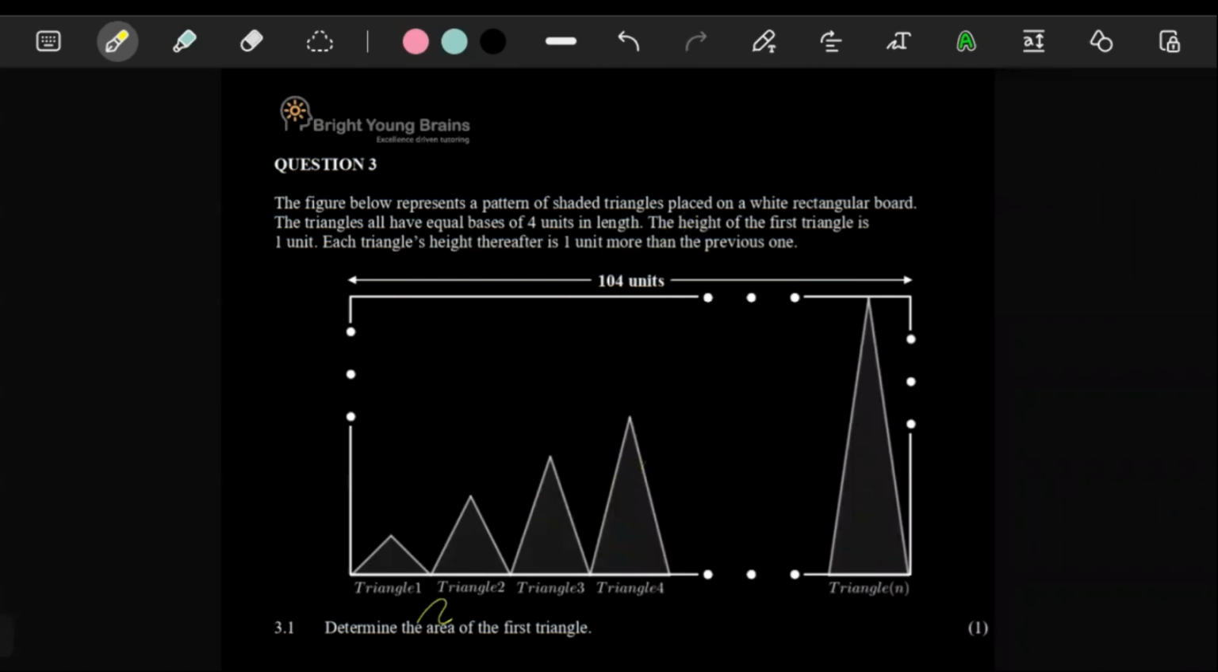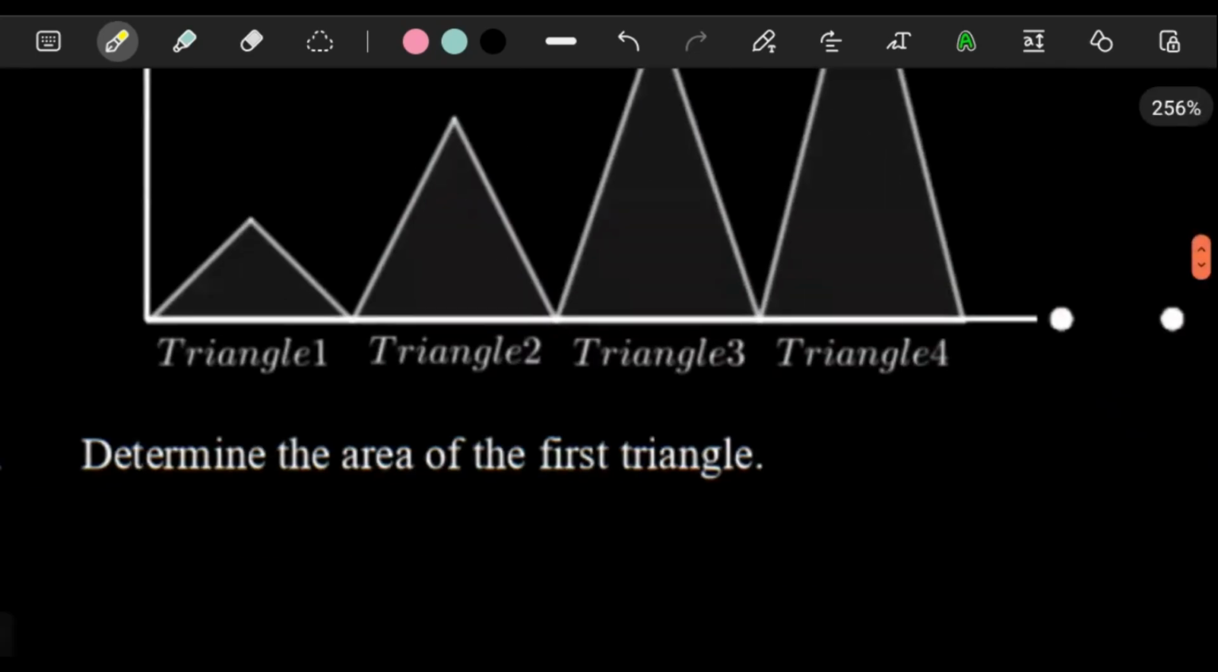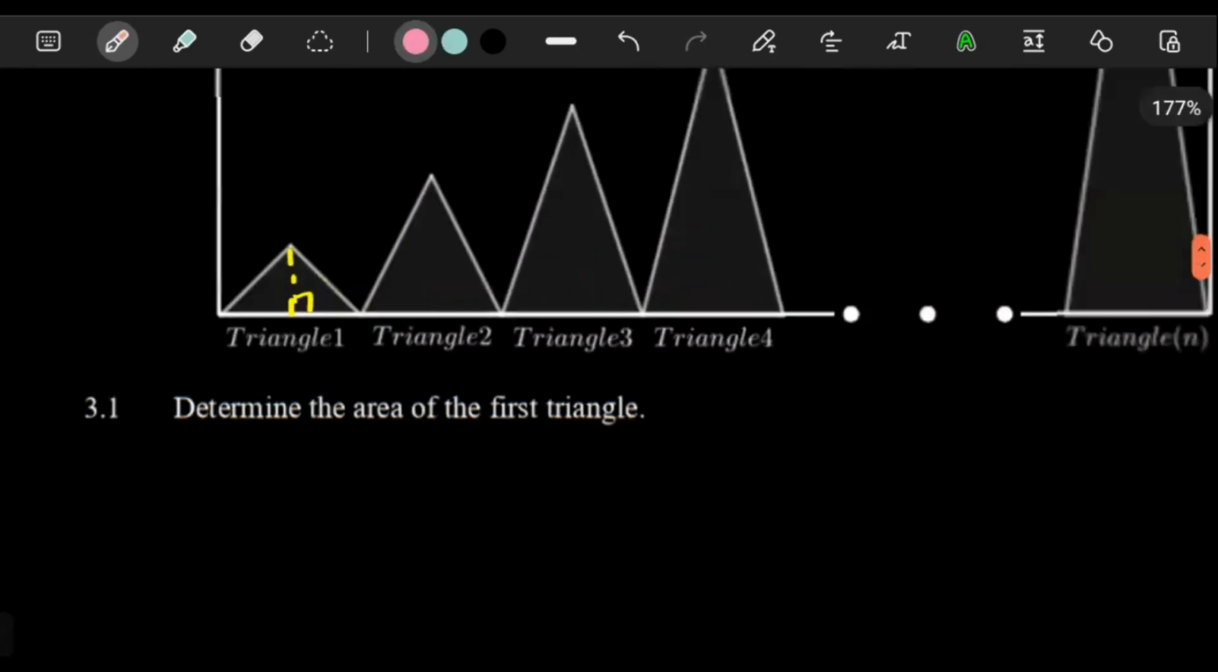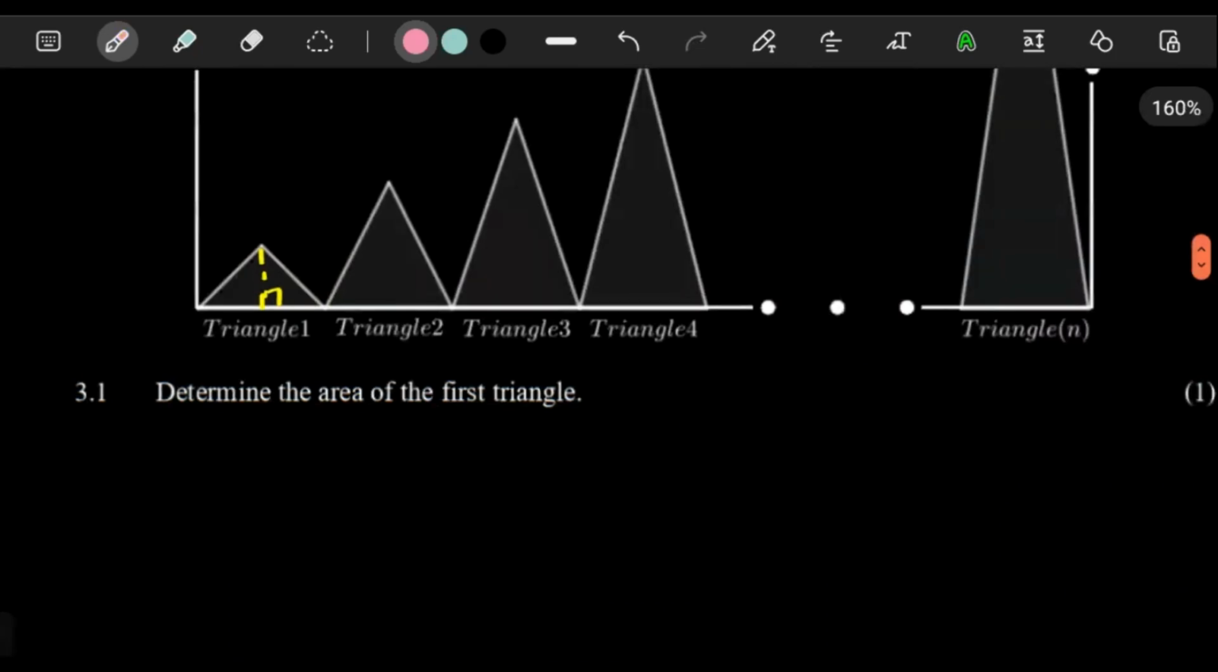So here then says, the height of the first triangle is 1 unit. Each triangle's height thereafter is 1 unit more. So this is 1 unit and then 2, 3, 4 going onwards. And then it says here, for 1 mark, determine the area of the first triangle. So clearly determining the area of the first triangle is not a hassle because the base, we know it's 4, the height is a 1. So the area of a triangle, remember, it's just half base times height.